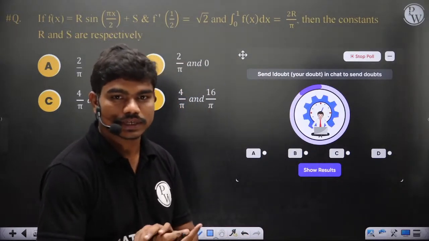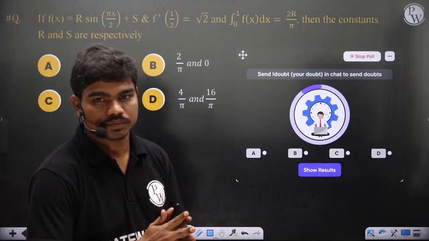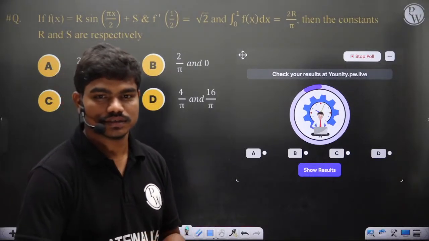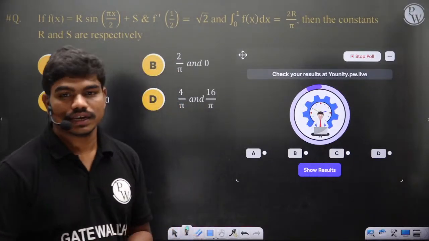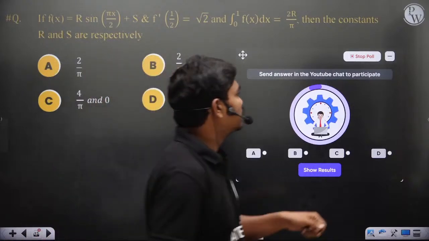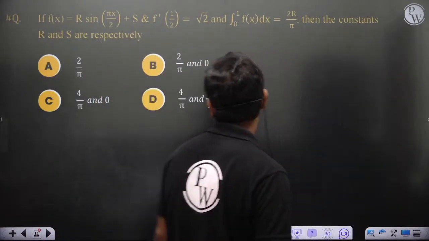Vishwaranjan Mishra, you are also getting D. Okay. You told C previously. Okay. All the C's are getting D's now. Good. So anyway, let's solve this question. Meanwhile, the poll will end.